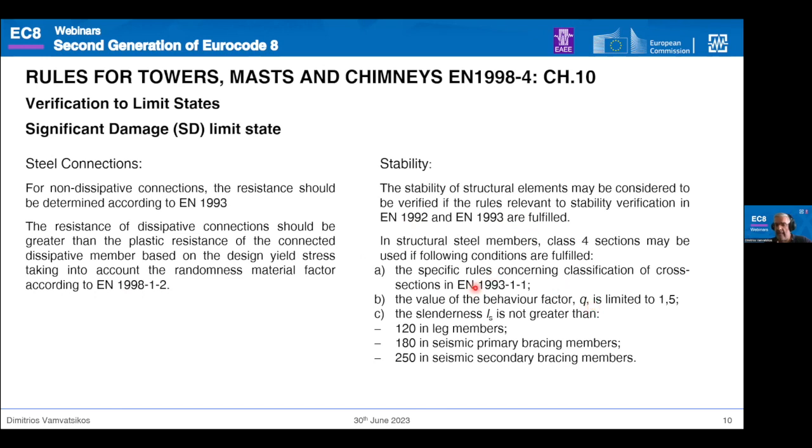You apply relevant rules from Eurocode 3.1.1, of course, and make sure you limit the slenderness in the link members, especially because they are prone to buckling, and in primary bracing members, because those buckle as well, although not as catastrophic as the leg members.